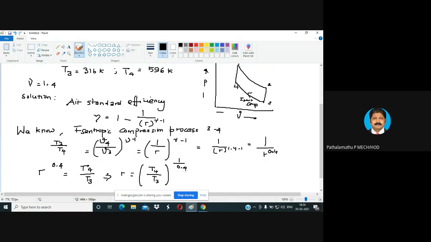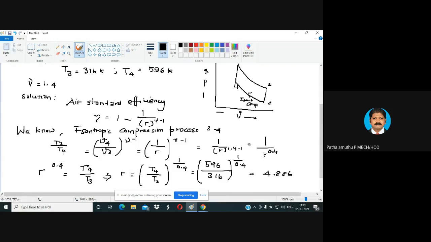So what is the value of T4? 596. 596 divided by 316 power 1 by 0.4 equal to, what is the value? 4.886. So R equal to 4.886, answer.